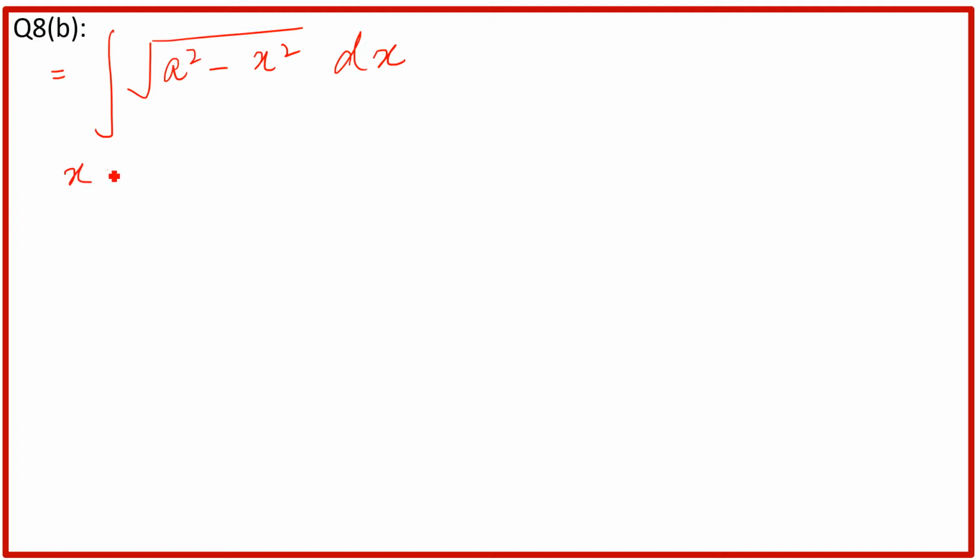So here we will substitute, suppose x is equal to a sine theta. Here a is the constant and this is the variable, a sine theta. Again the question arises: why have I taken sine theta? See, 1 minus cos square theta is equal to sine square theta. So this is the constant term, and the second term, the variable, is with the negative sign. That is why a sine theta.